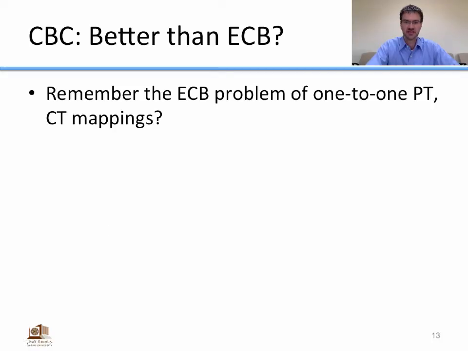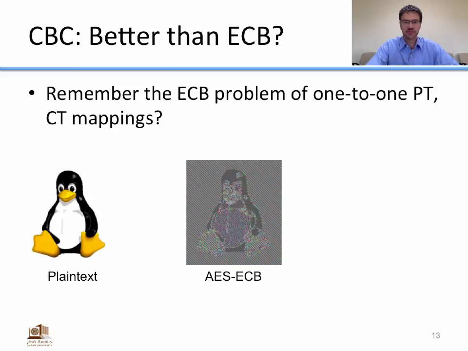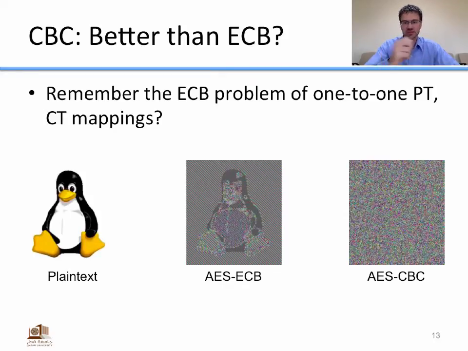So CBC obviously has this big improvement over ECB, which is that it doesn't have this one-to-one plaintext to ciphertext mapping. So remember our picture of the penguin, and when we encrypted it with ECB, we ended up with this picture that kind of looks still like a penguin. But when you encrypt it with CBC, we end up with something that just looks like static. Now, I'm not trying to say that representing ciphertext as a picture and it looking random somehow means that it really is, but hopefully you can see that this does eliminate that one-to-one plaintext ciphertext mapping problem. That's all these images are meant to illustrate.